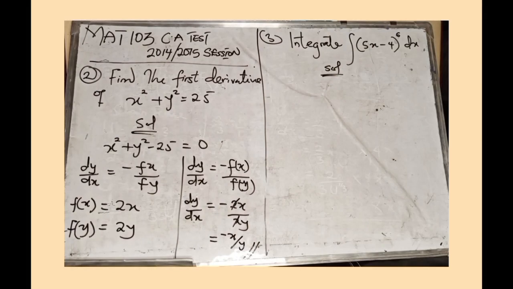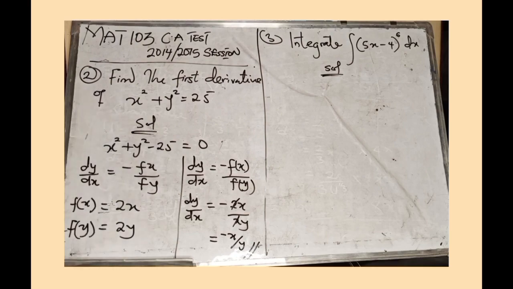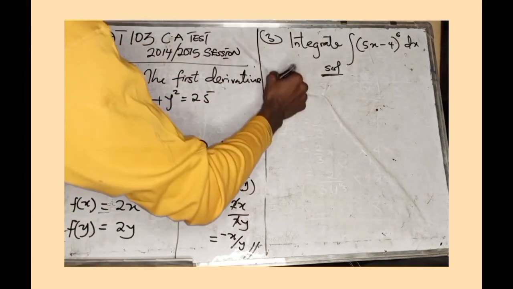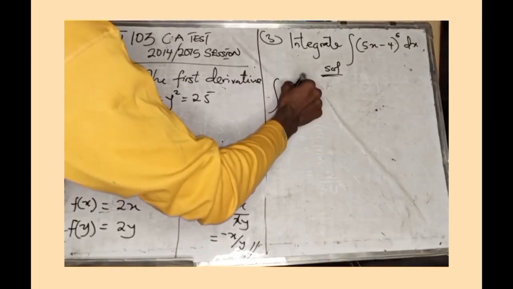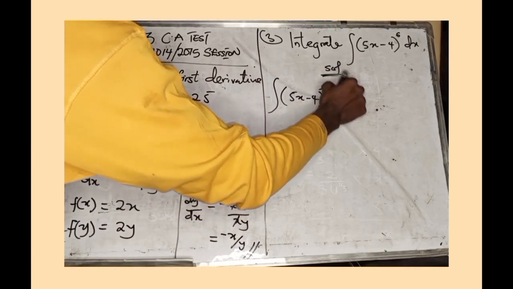And I think in the first question, what is the answer there? Okay, A. They chose A as the answer there. So now let's move on to question number 3. It says we should integrate this very guy. We are asked to integrate 5x minus 4 raised to the power of 6 dx.